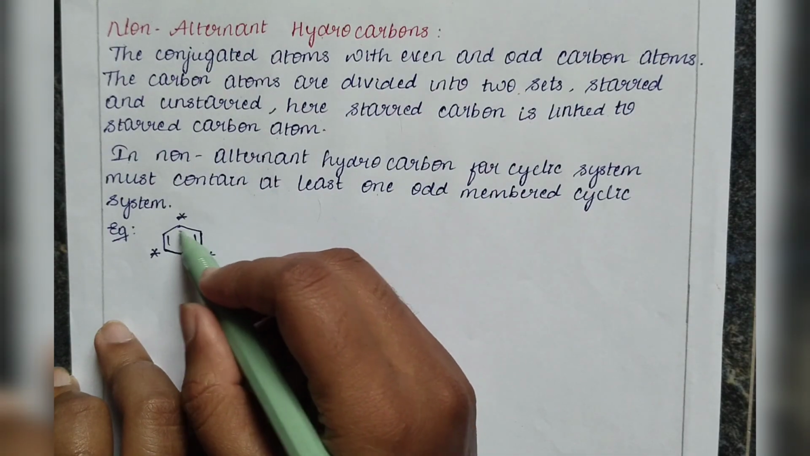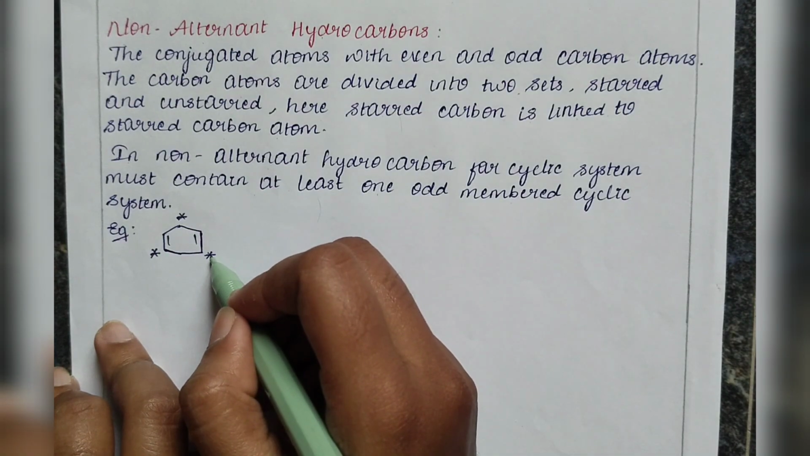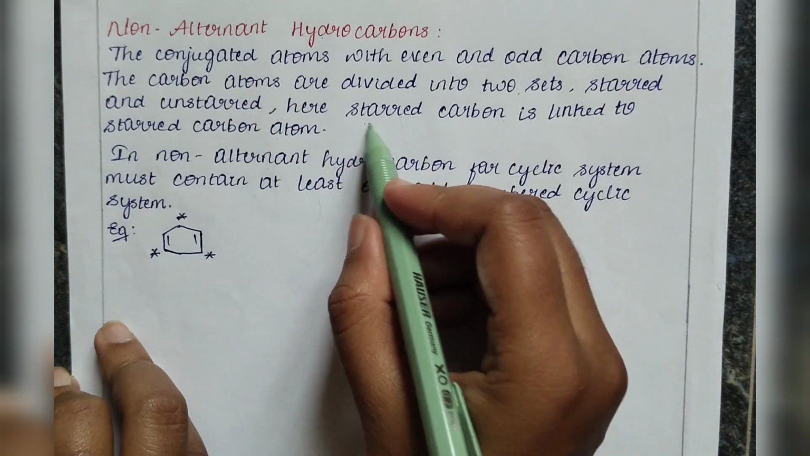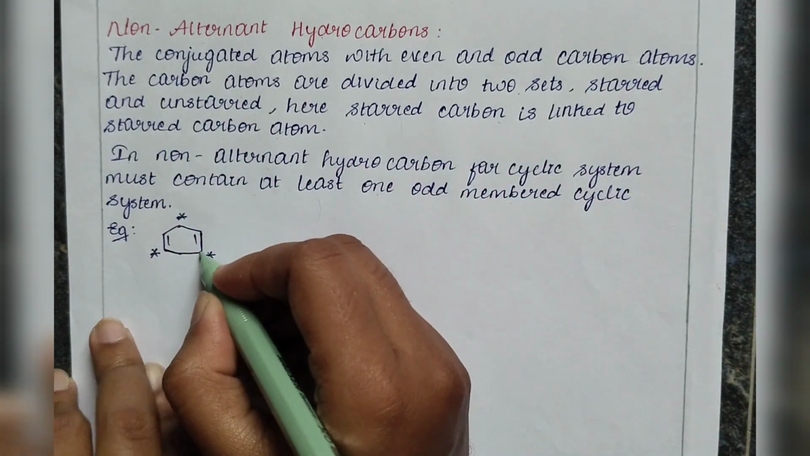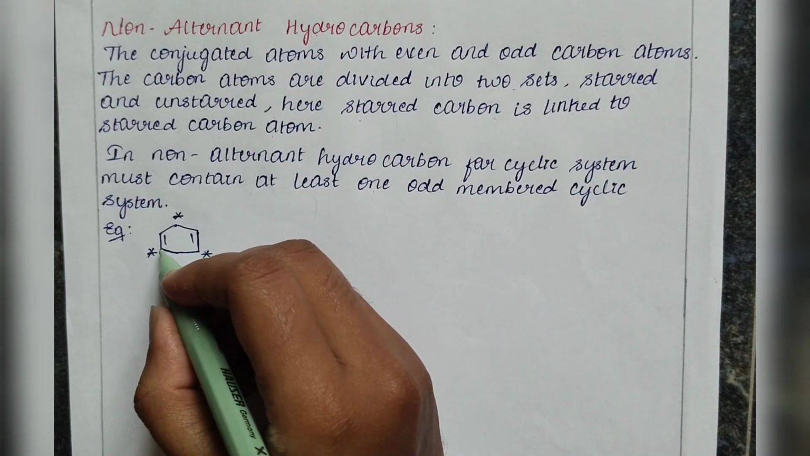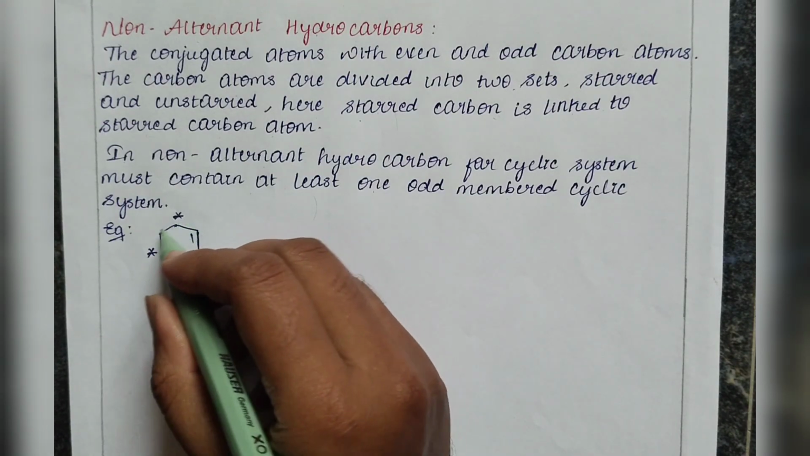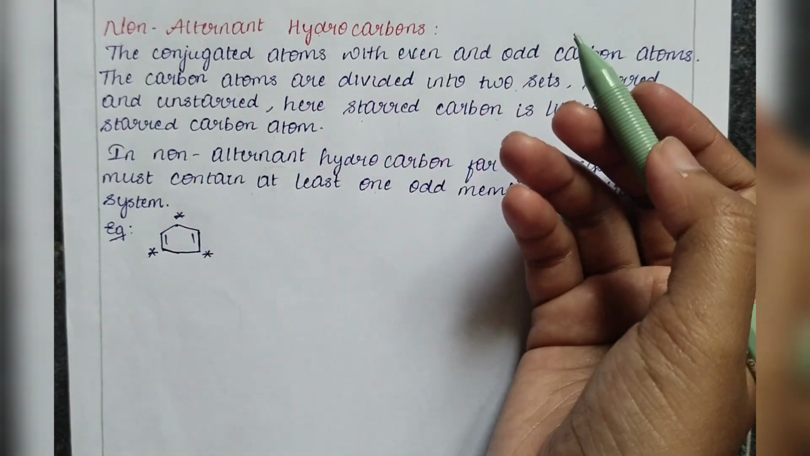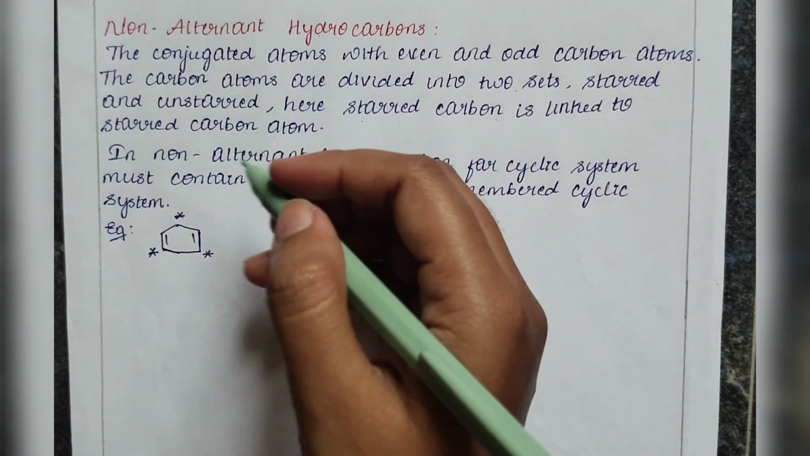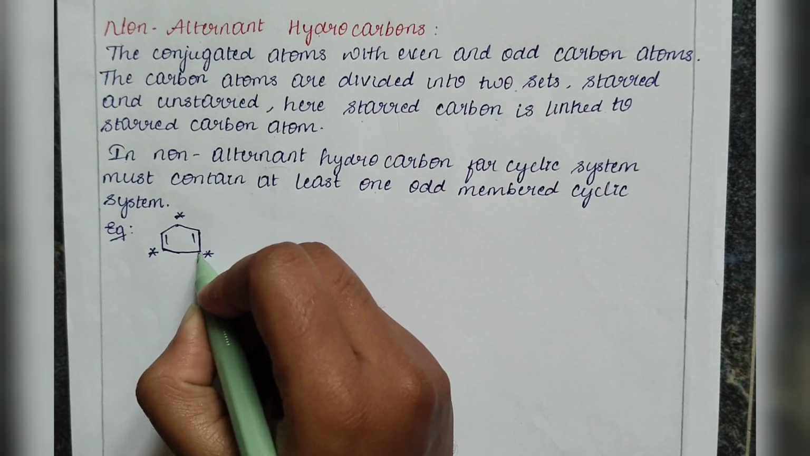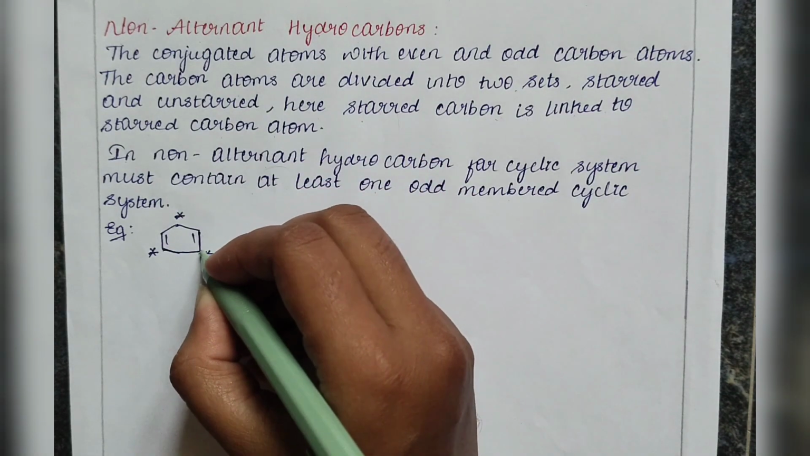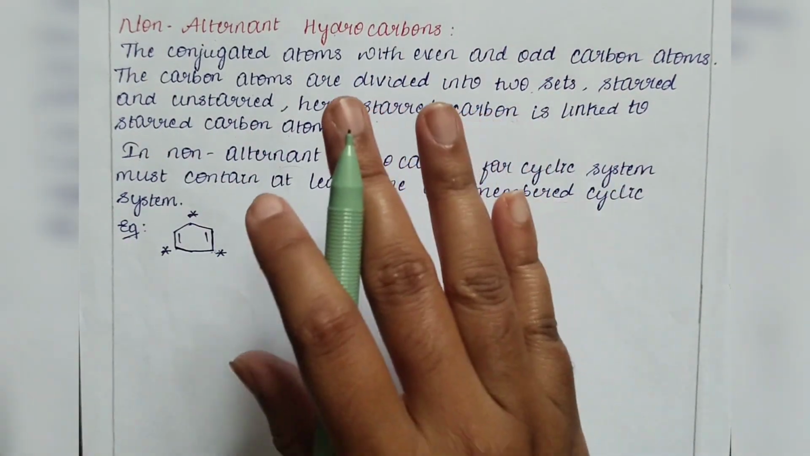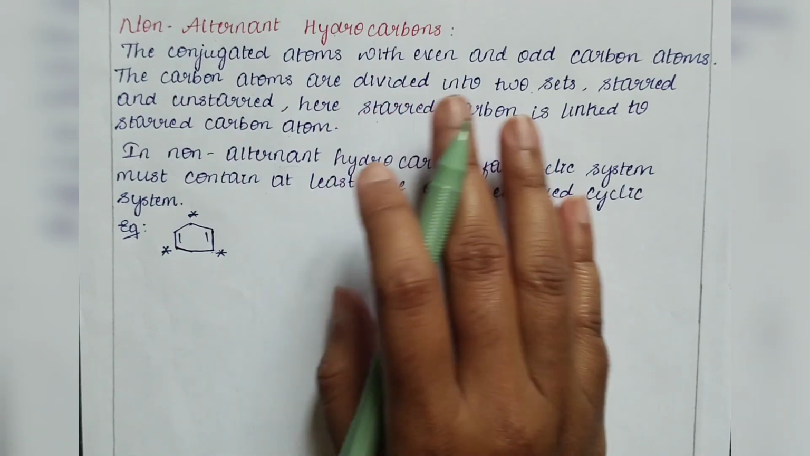So here we can see it is a 5-membered ring, and here 3 starred carbon atoms are present and 2 unstarred carbon atoms are present. One more point to be noted is that a starred carbon atom is linked to another starred carbon atom. Since this system can be either odd or even, in both cases there might be a bond between the starred carbon atoms, or there may be the presence of alternate starred carbon atoms. So this is all about the non-alternate hydrocarbon, the property of aromaticity of benzenoid aromatic compounds, and their classification.